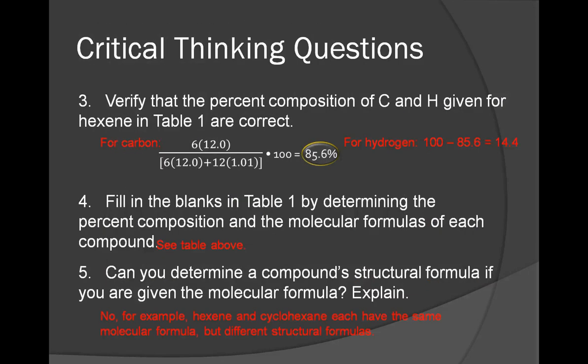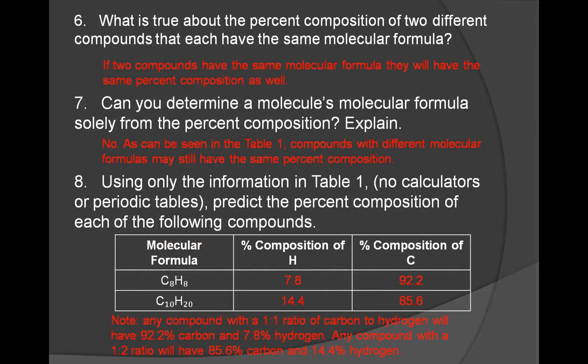5. Can you determine the compound's structural formula if you are given the molecular formula? Explain. No. For example, hexane and cyclohexane have the same molecular formula, but different structural formulas. 6. What is true about the percent composition of two different compounds that each have the same molecular formula? If two compounds have the same molecular formula, they will have the same percent composition as well.